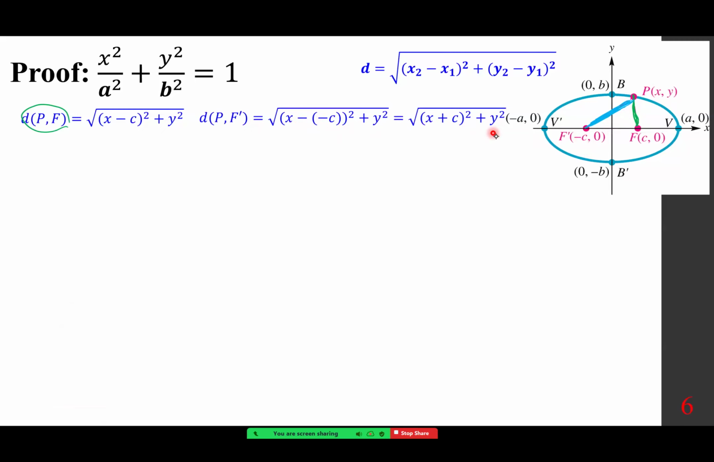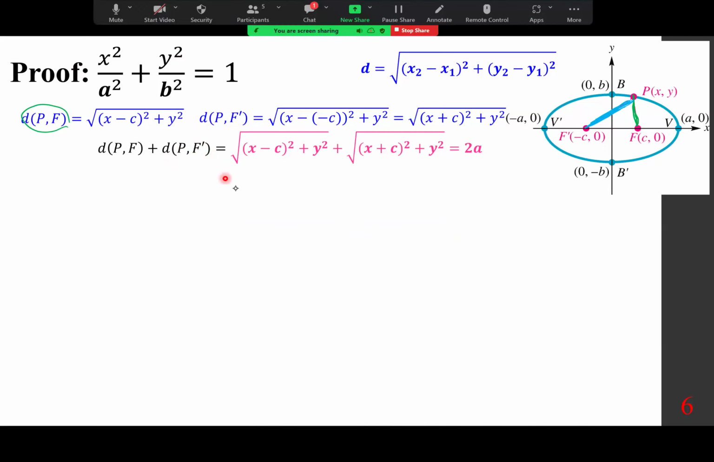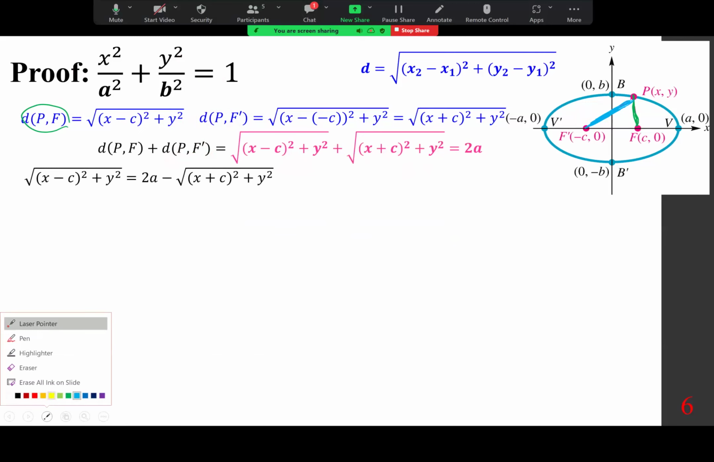And we know that the sum of these two is fixed. That's the definition of an ellipse. And what is that equal to? 2a. So the sum of these two, when we add them up, we get 2a. To solve this, when you want to solve an equality that involves two square roots, you move one of them. Let's say we move this one. Now we're going to square both sides. You're not responsible for the proof, but it would be nice if you could follow.